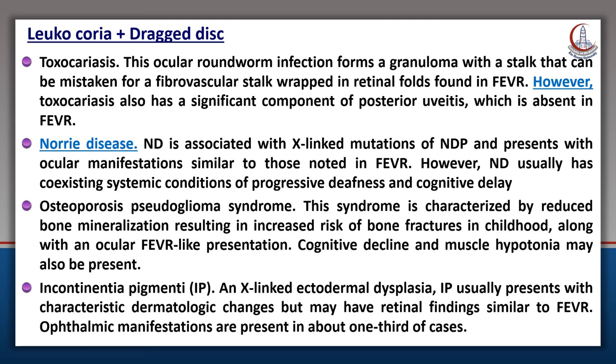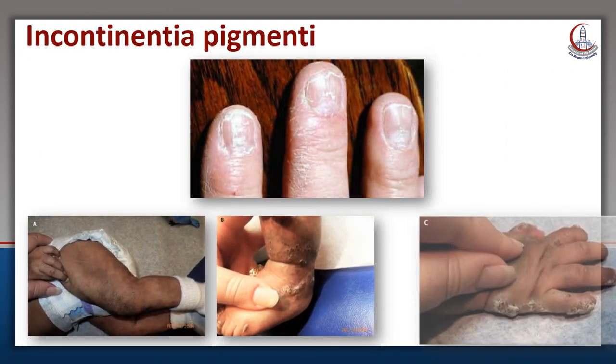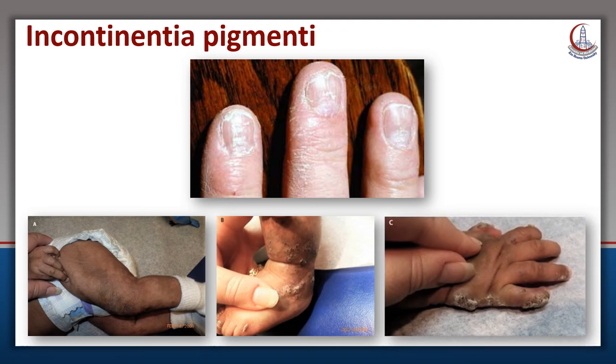Another condition that can cause leukocoria with an intact disc is incontinentia pigmenti, which is an X-linked ectodermal dysplasia with characteristic nail changes. There can be nail lines, nail deformities, there might be vesicular bullous skin changes, and characteristic patterns of pigment change.